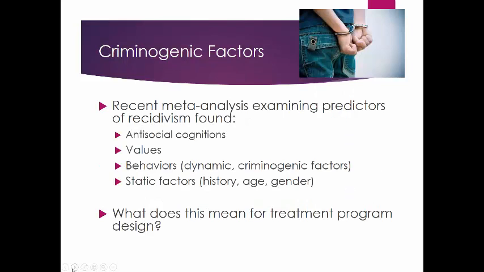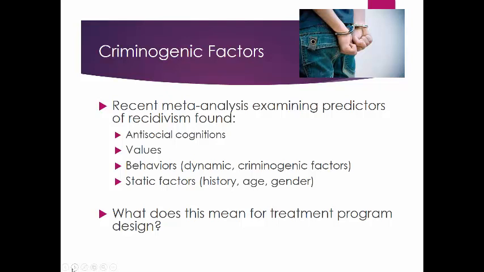So a recent meta-analysis, which again is a bigger study that looks at many, many different studies and combines all those data together, found that people who have antisocial cognitions, which means cognitions that go against society or are pro-offending, are more likely to reoffend. People who have values that support criminal behavior are also more likely to offend. People who have behaviors that are criminogenic, such as substance abuse, are more likely to reoffend. And there are also static factors like a history of offending, decreased age, so being younger, and being male.